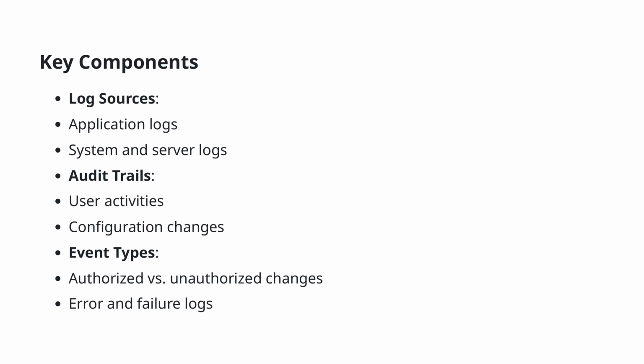Here, we categorize events into authorized versus unauthorized changes, as well as error and failure logs. Understanding the types of events that occur in your system is paramount for identifying both normal operations and potential security threats. By maintaining a structured approach to these components, you can achieve more effective monitoring, alerting, and incident response, thereby strengthening your overall system integrity.